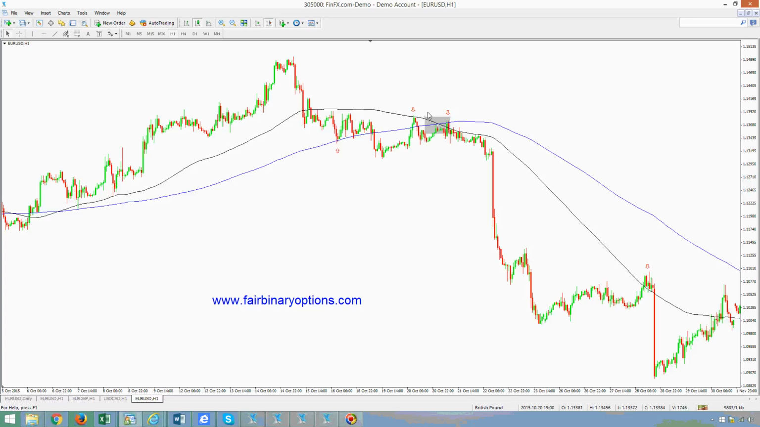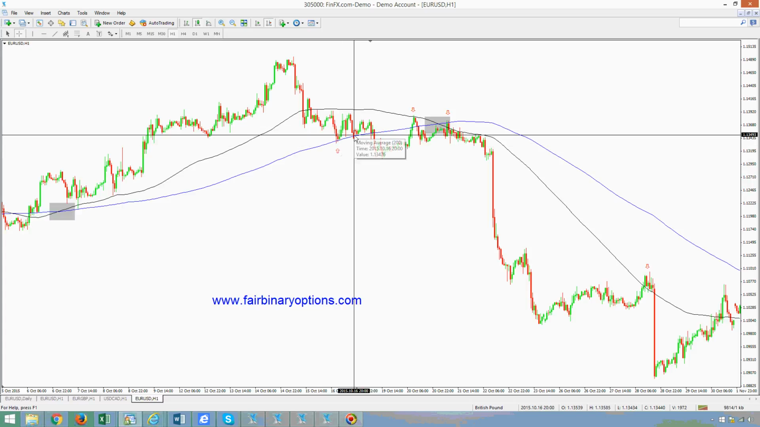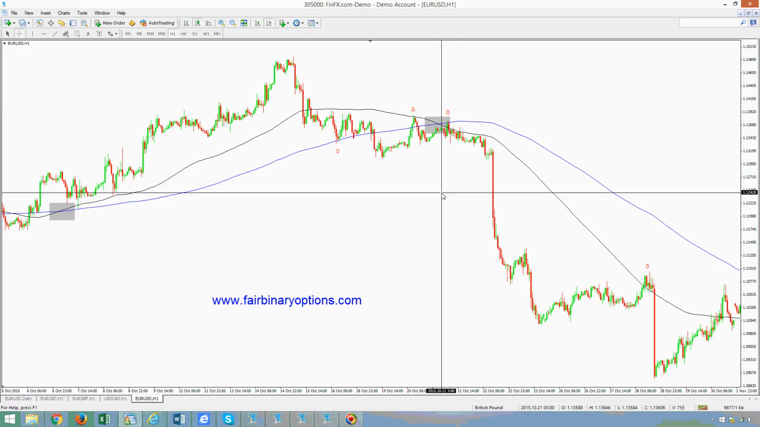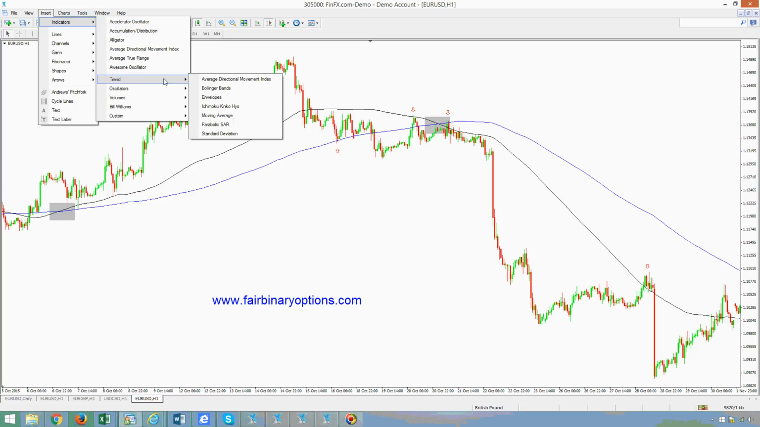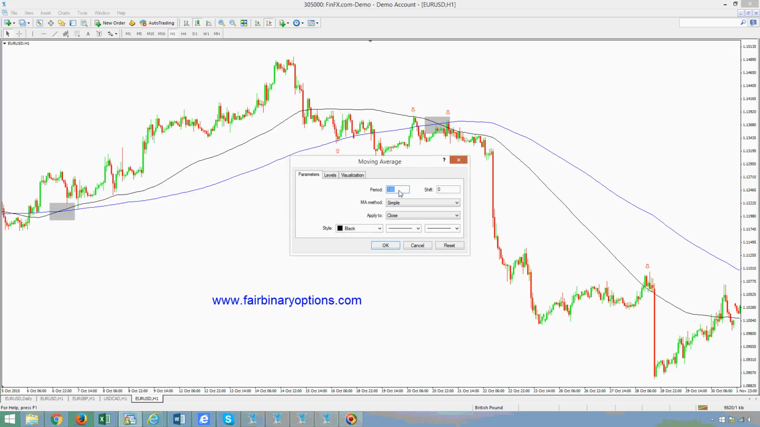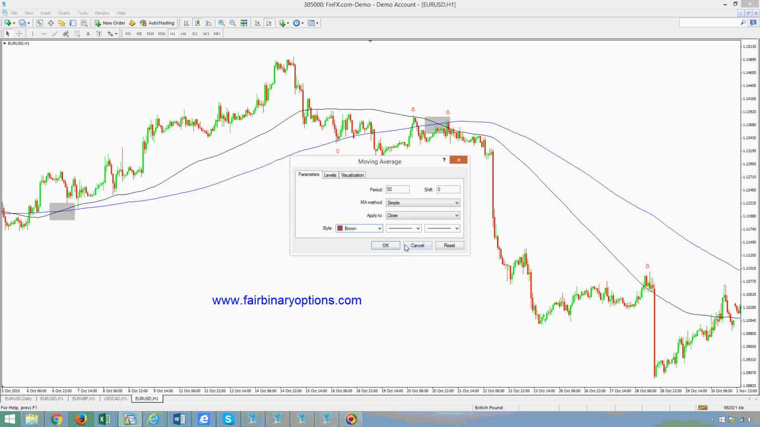By the time the cross is happening, the bias is switching from long to short, or from short to long, or from call to put options, whatever you want to call it. So here it is still valid to buy call options, as well as it is here, until the cross comes. You may even go and put another moving average, the 50. Let's make it of a different color, let's make it in brown, and plot it on the screen.